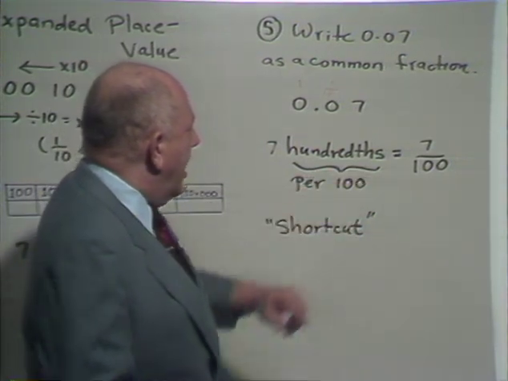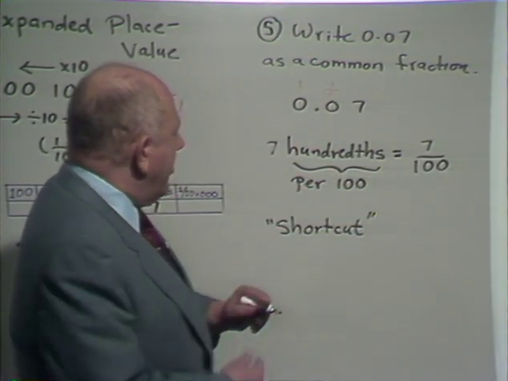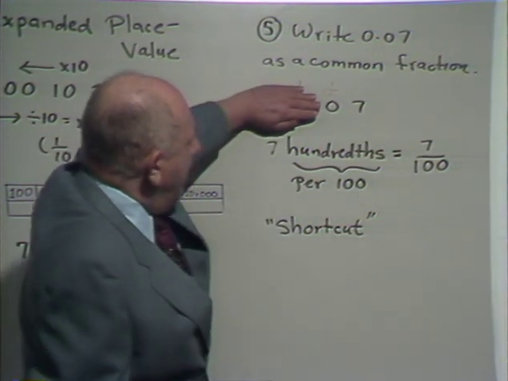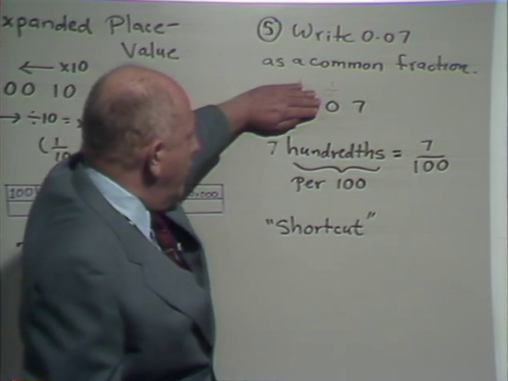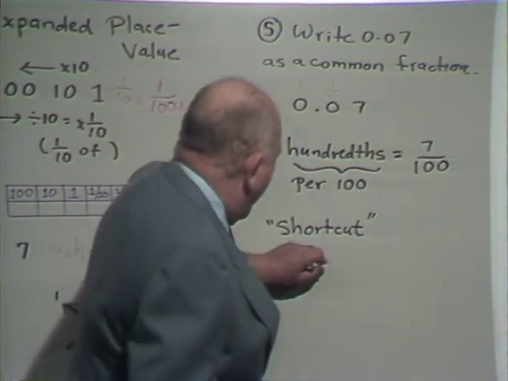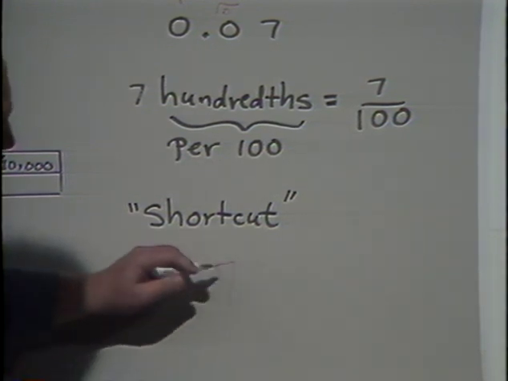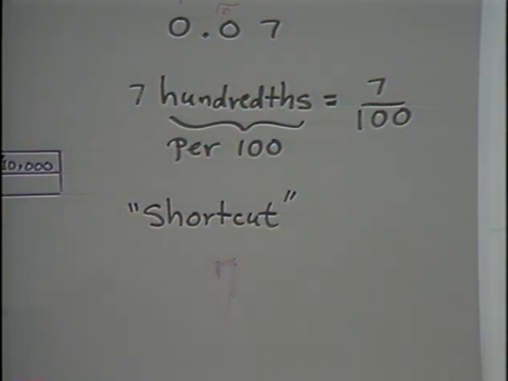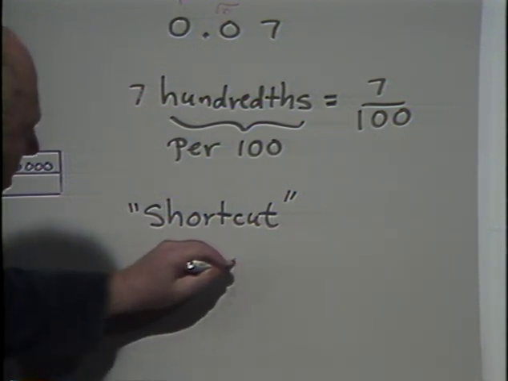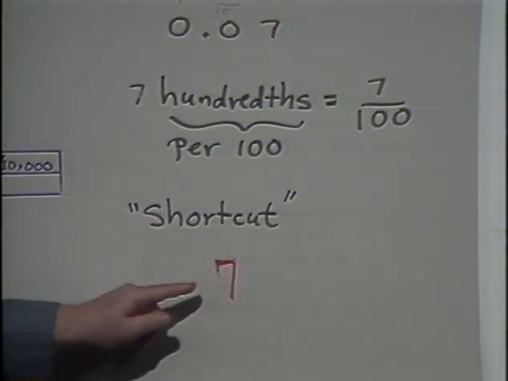And there is a shortcut for doing this. The shortcut is this. Pretend the decimal point isn't here. Without the decimal point, what would you see here? You would see just a 7. So that becomes your numerator. See, that's your adjective. That's your numerator. I have a pen that's not working very well here. Let me see if I can get a better one here. That's working a little better. See, 7 becomes my numerator.